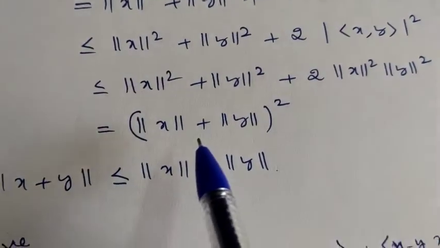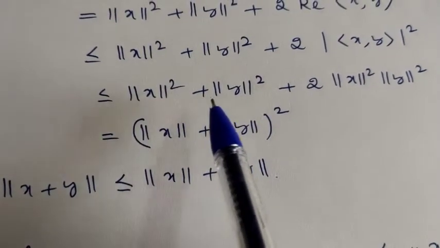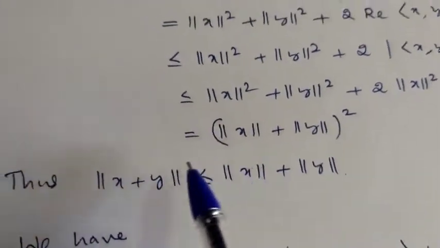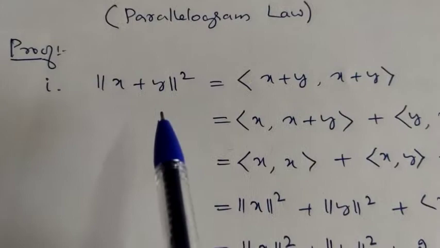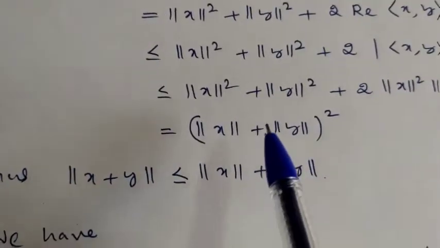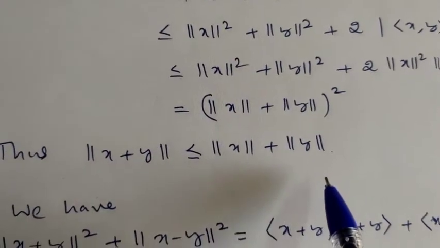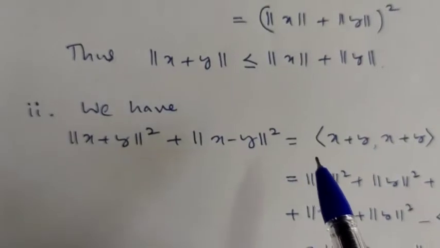So it is like the x plus y whole square formula. So norm of x plus norm of y whole square. Therefore what you can say, norm of x plus y whole square is this much. Therefore norm of x plus y is less than or equal to norm of x plus norm of y. So we have proved the triangle inequality. Let's come to the second one.